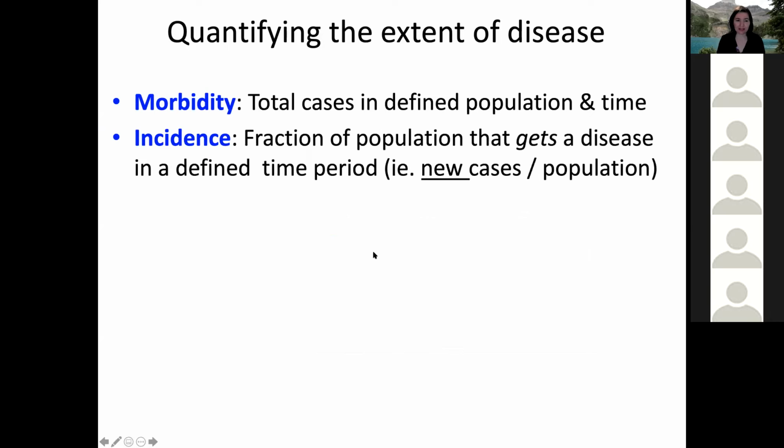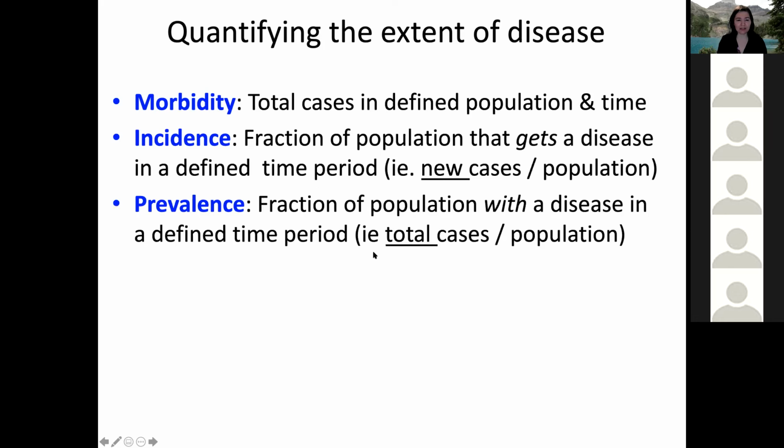These two metrics, incidence and prevalence. Incidence is the fraction of population that has recently contracted a disease in some defined time period, like Tuesday or the month of May or something like that. So it's new cases over total population, and prevalence is total cases over total population. So that's how many people currently have it, regardless of whether it's a new case or old case, or regardless of when they contracted it.